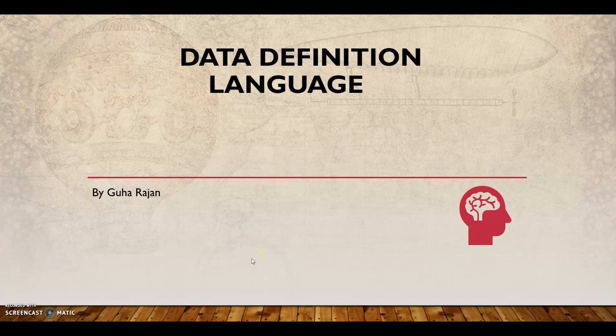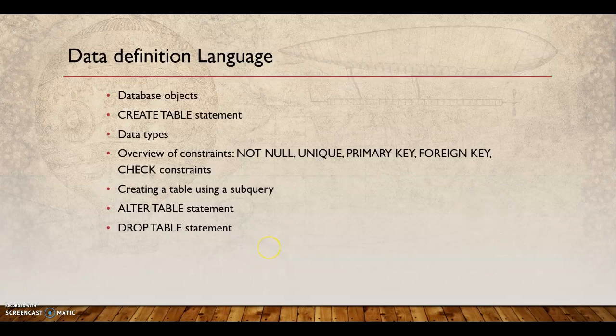Let's now look at the data definition language. We have seen select. Now we'll see the data definition language, which revolves around objects. So first we need to understand what an object is. A table is an object.